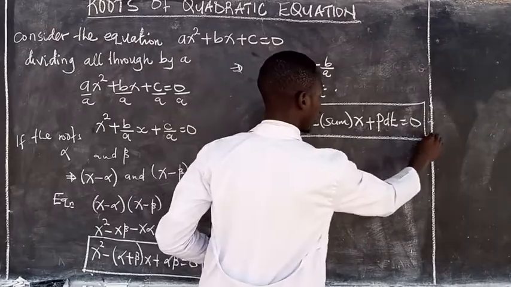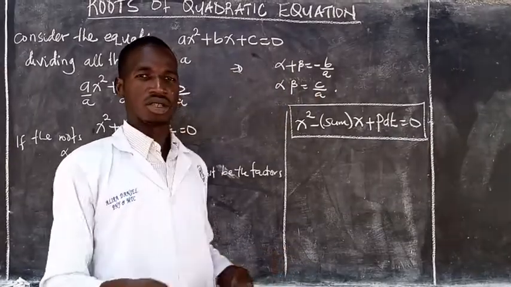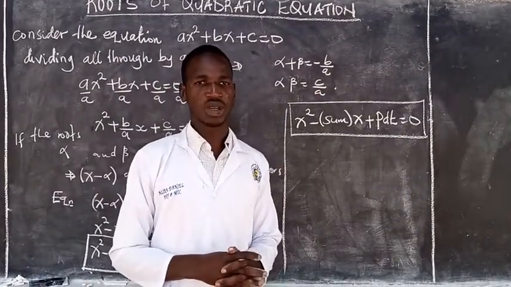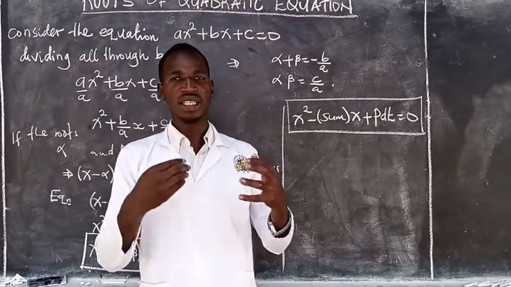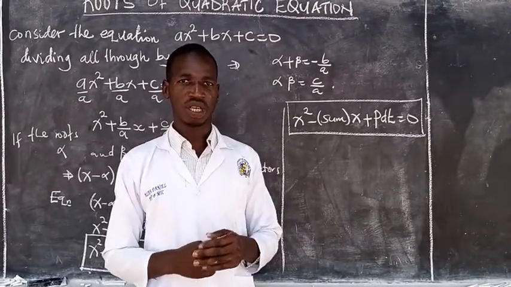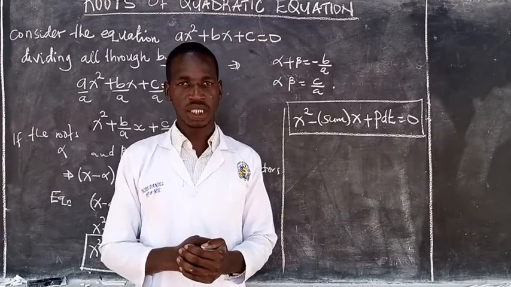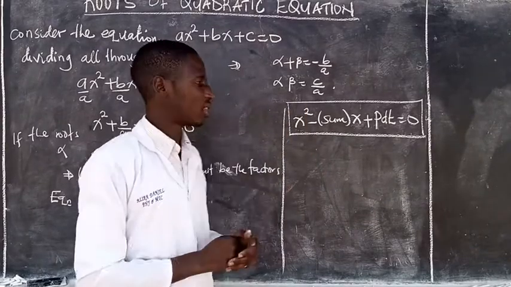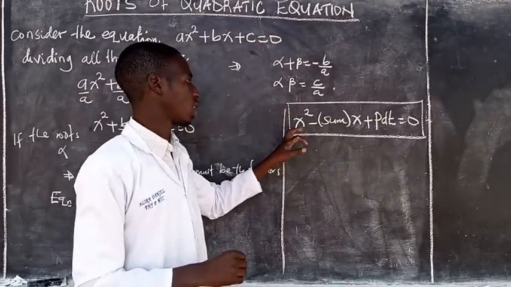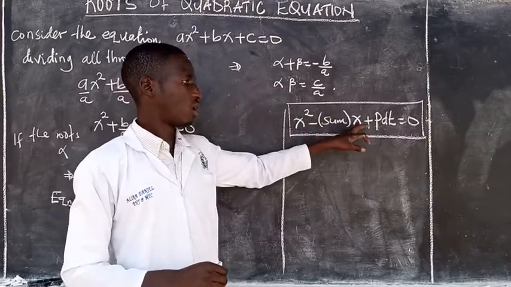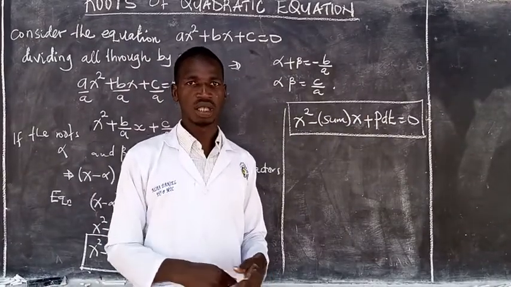So if we know the roots to any given quadratic equation, then we can easily get that equation by getting the sum of the two roots and then getting the product. Then we substitute in the general expression x squared minus sum of roots x plus product equals 0.